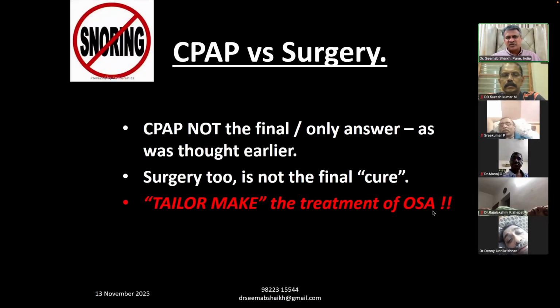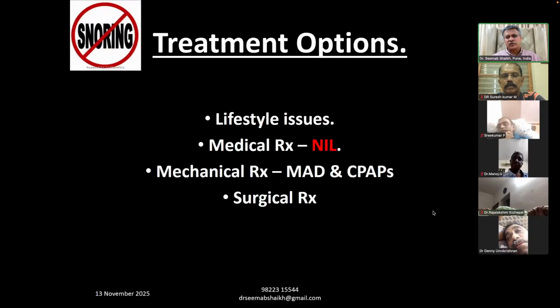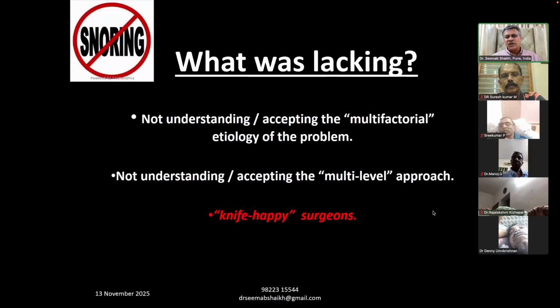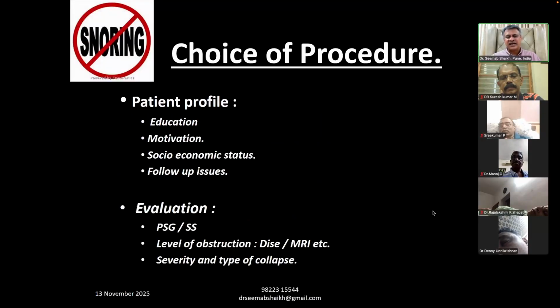So it's not CPAP which is the final answer. It is not surgery which is the final answer. You have to tailor make your treatment protocols, but knowing fully well that there is no medical treatment. Of course, lifestyle issues come into the picture, mandibular devices come, and surgical treatment comes. The only reason why we got a bad name was because we did not understand the importance of the multifactorial etiology and we did not accept the multi-level approach. We only kept on doing palatoplasties and left it at that. And the fact that we as surgeons were a bit knife happy and we landed up operating on a lot of patients, which was not the right thing to do.